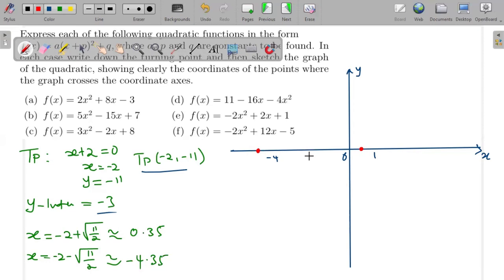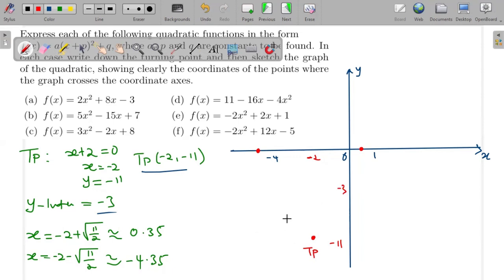So minus 2 should be somewhere here. Okay, we can just put it somewhere there. Then minus 11, okay, we can just say this is our minus 11 here. So minus 2, comma minus 11, that is my turning point, this one here. And then my y-intercept is minus 3, so it can be somewhere here.